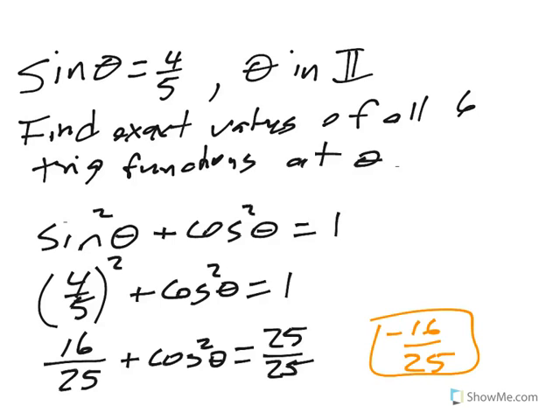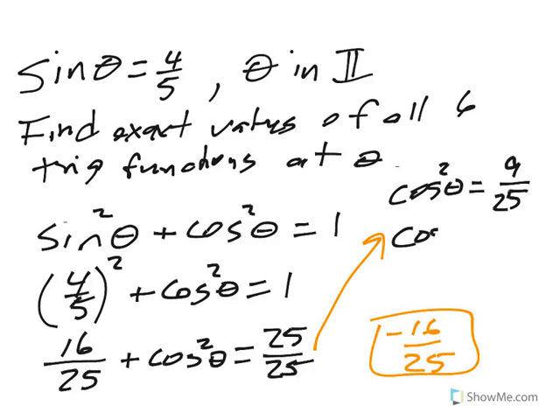And so if I go back up here, I've got that cosine squared equals 25 minus 16, that looks like 9 25ths. And so taking the square root of both sides, cosine theta is 3/5. But be careful, it's really going to be plus or minus, right? And so I have to look at, okay, theta's in quadrant 2. It's either the positive or the negative. Let me look at that.